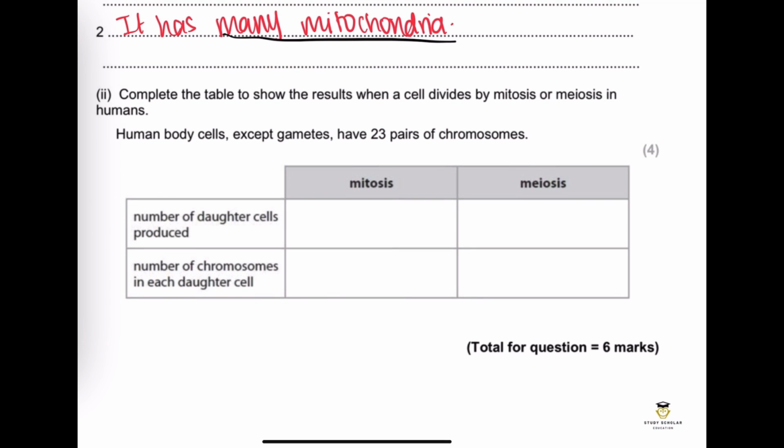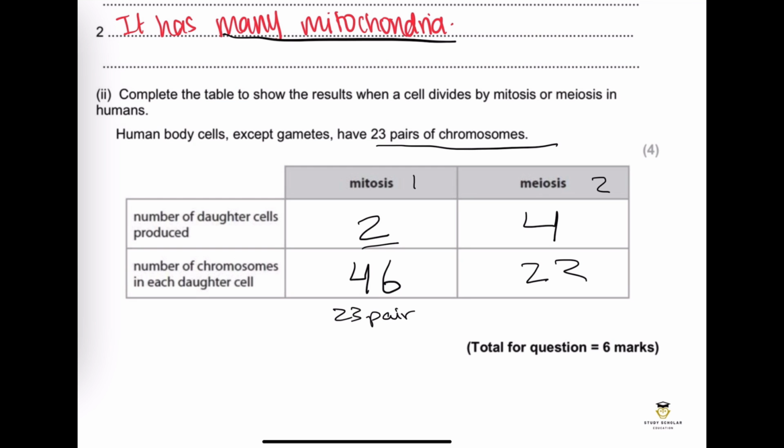Complete the table to show the results when a cell divides by mitosis or meiosis in humans. Human body cells, except gametes, have 23 pairs of chromosomes. The number of daughter cells produced in mitosis is 2, because they only divide once, while meiosis divides twice, so it is 4 daughter cells produced. The number of chromosomes in each daughter cell in mitosis is 46, because it replicates and divides once, or 23 pairs, while meiosis is just 23, and it's just chromosomes, not in pairs.